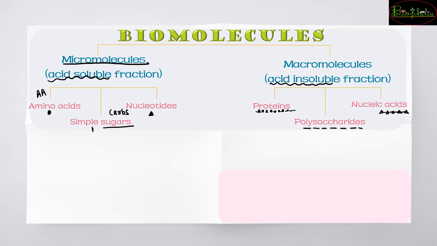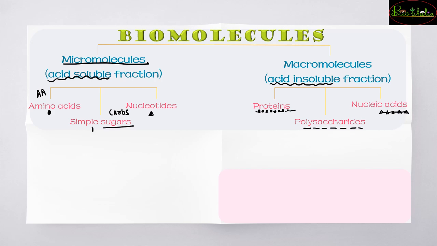We had seen that we have four components to study: carbohydrates, proteins, lipids, and nucleic acids. Here we have seen the polysaccharides that come under carbohydrates, proteins are done, and nucleic acids remain. But what about the lipids?